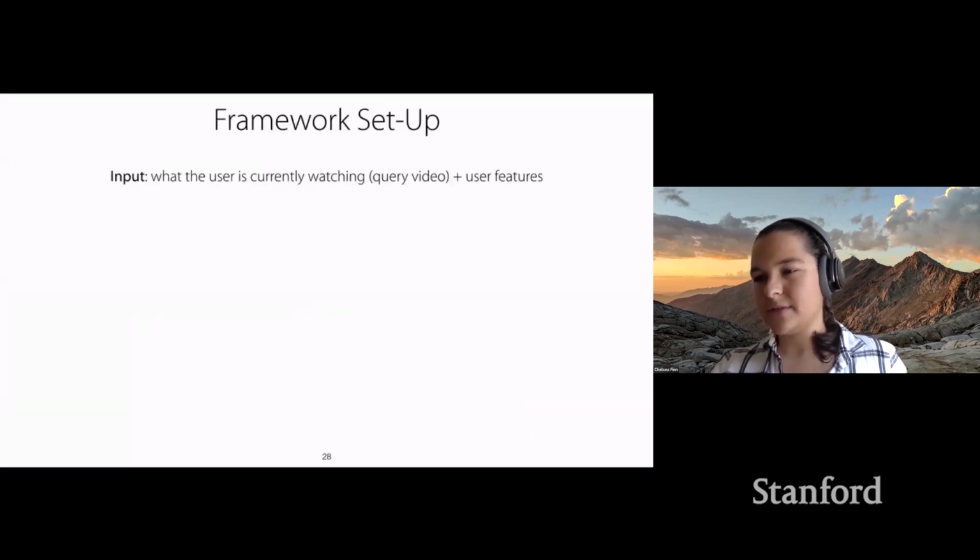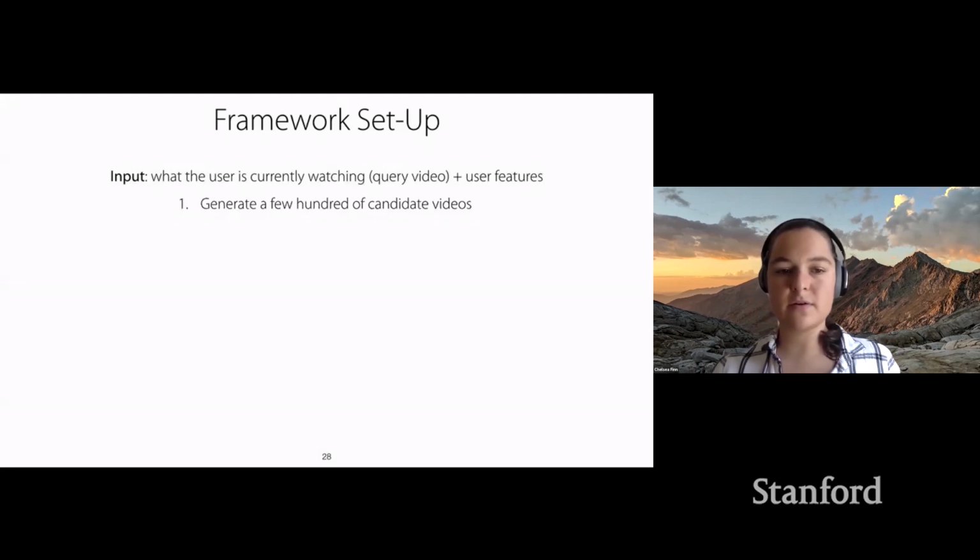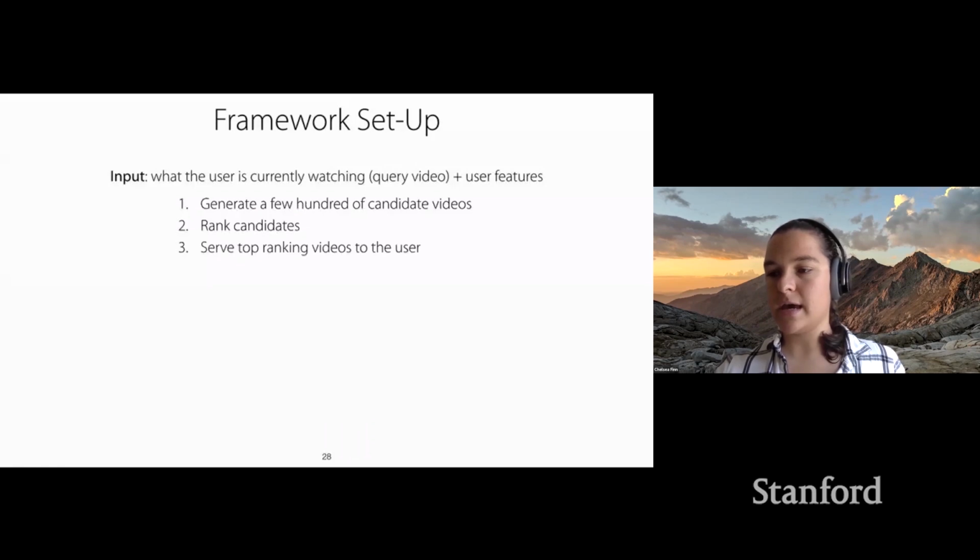So the way that they set this up is the input is what the user is currently watching, the query video, and some set of user features for that user. With this input, they then generate a few hundred candidate videos. They then rank these candidate videos and then serve the top ranking videos to the user.